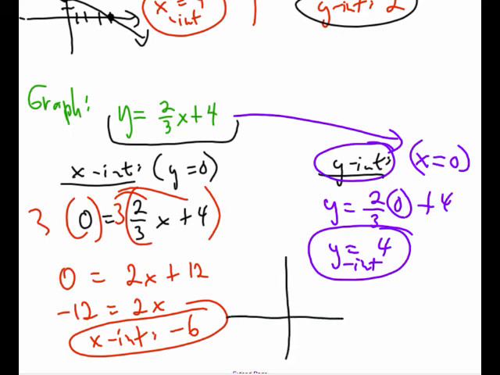And so this gives me information about 2 points on the graph. The x-intercept is negative 6. The y-intercept is 4. I know it's a line, so 2 points determine a line, and I have my sketch.